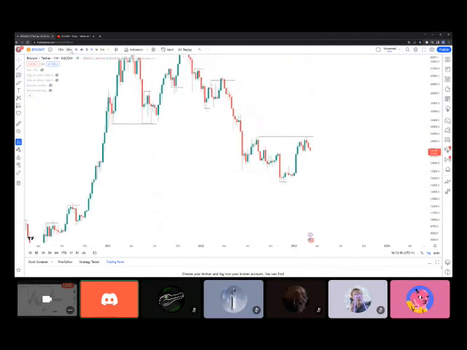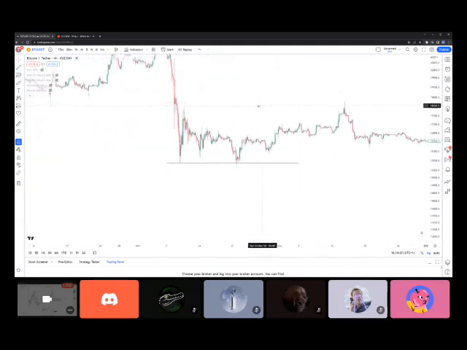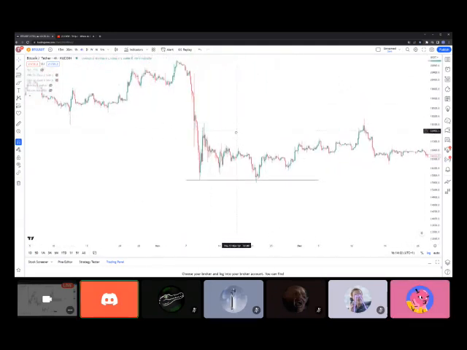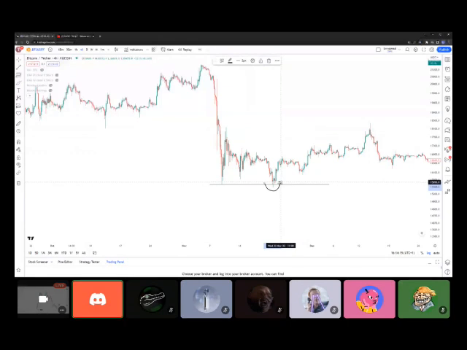This is where I got long. So if we zoom in a little bit, this is the low. You can't anticipate on this. This is just knife catching. It's gambling. You can't anticipate on this. But with the strategy I use, you can anticipate on this.